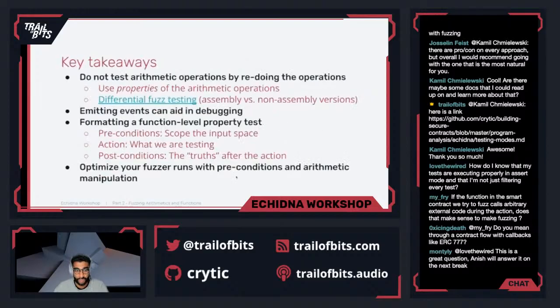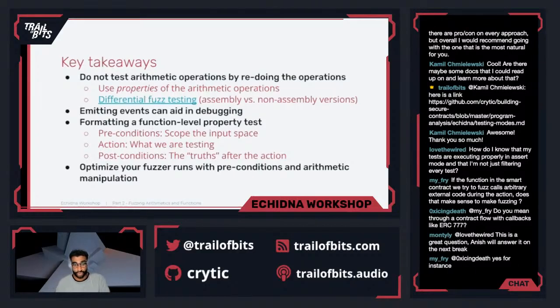Okay, so what are the key takeaways from everything we've done so far? The first one is do not test arithmetic operations by redoing the operations. If you're testing addition, don't just re-implement the addition function. Test the properties that arise from addition, the commutative property, associative property, more creative ways. Note that we had to do something a little bit more creative than just testing the associative property to find the bug that I had added to the ABDKMath library.